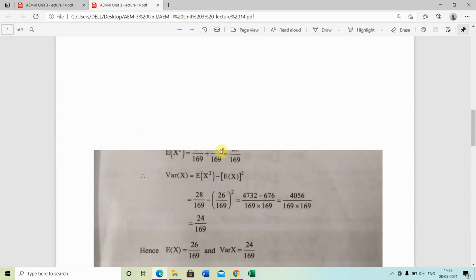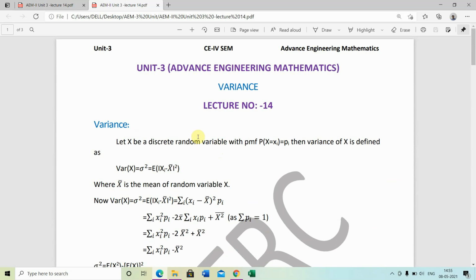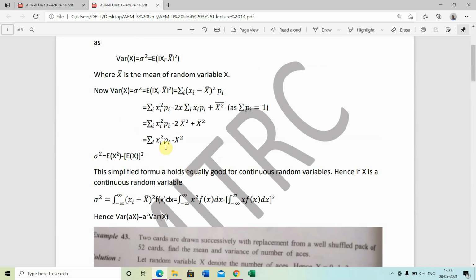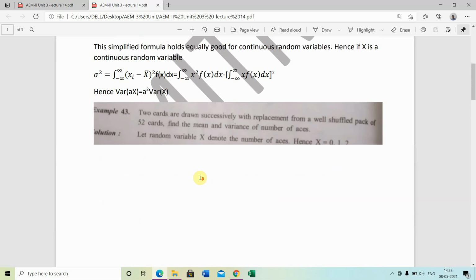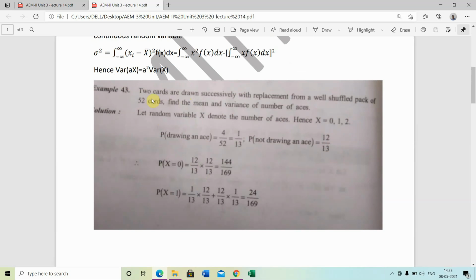So in this lecture, first of all, what is the variance? Variance is sigma squared, the expectation of (xi minus mean) squared. In discrete form and continuous form, we find both. So two questions solved here.